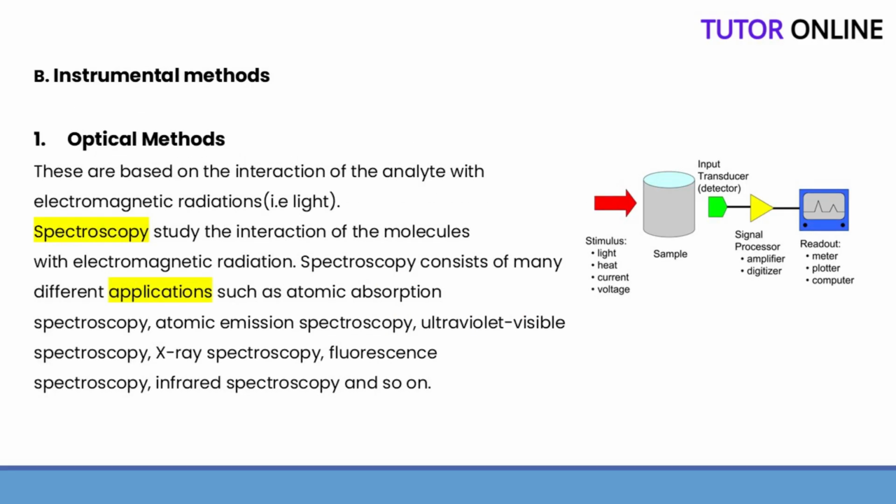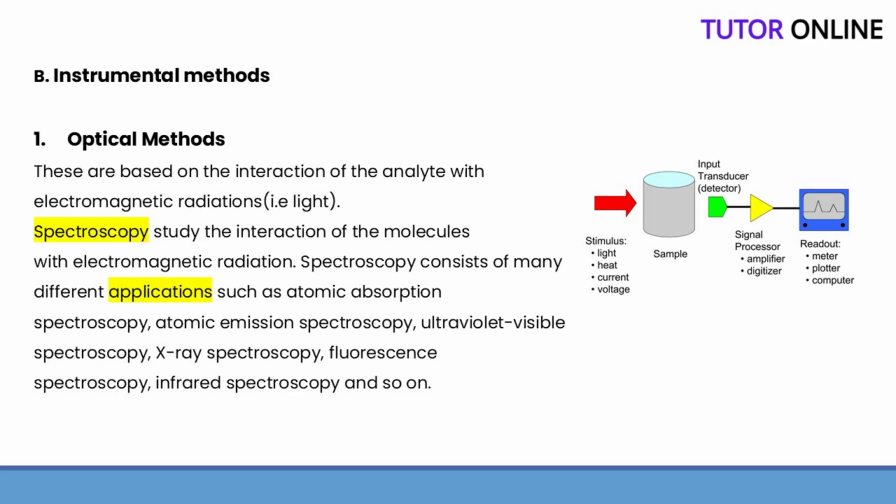B is instrumental analysis, the type of analysis where modern equipment or instruments are used to get high accuracy. In this, the first method is called optical methods. The first instruments were developed for use in the visible region and therefore the methods are called optical methods. The other name for optical methods is spectroscopic methods. Basically, in these methods, we study the interaction of the analyte with electromagnetic radiation.